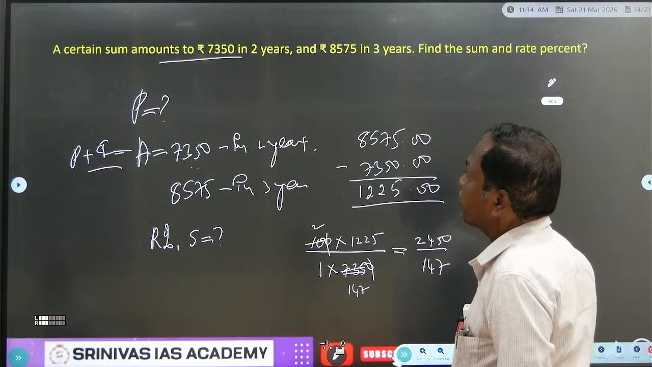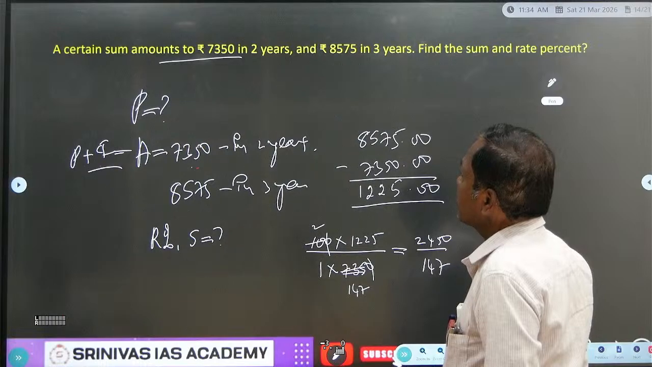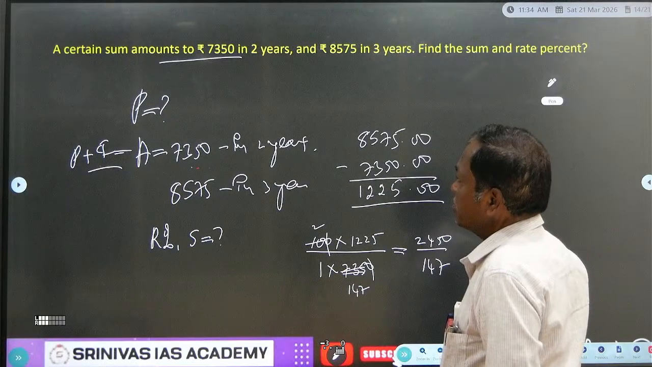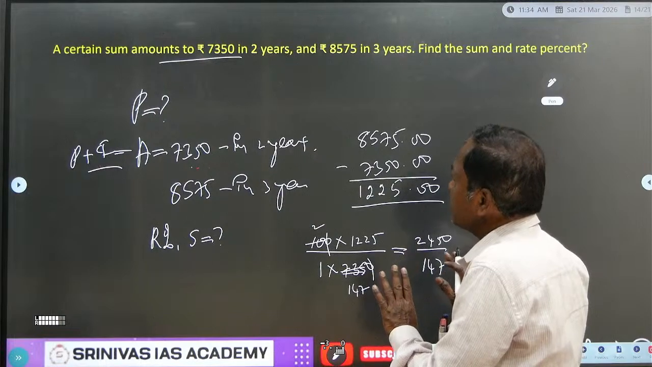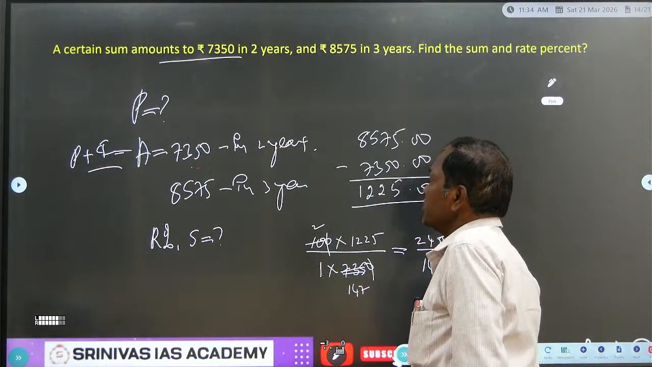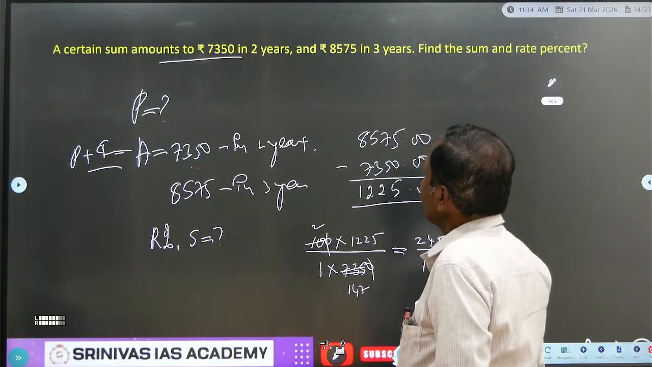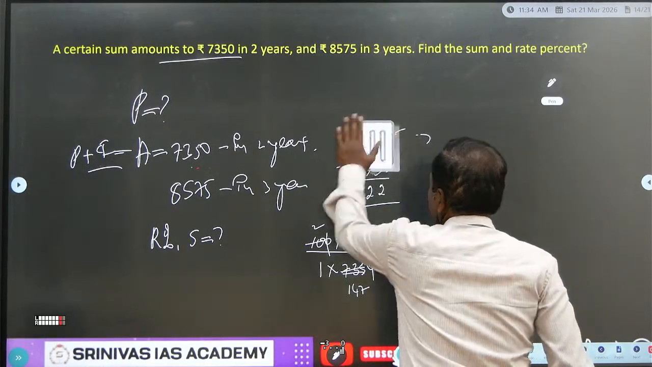We are unable to find any clue from the given information in the question. But the question is very simple. A certain amount will lead to 7,350, and at the end of 2 years you will get 7,350. That is principal plus compound interest. Yes, compound interest equals amount minus principal, sir. Correct. So, same only. That's right.